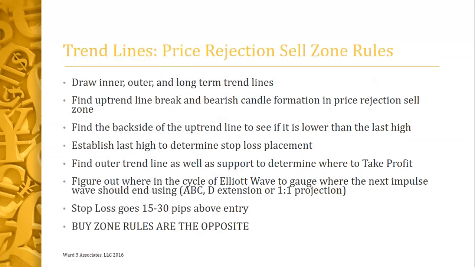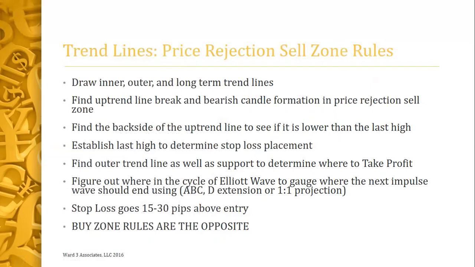All right. Your price rejection sell zone rules. This is for the short, for when you're looking to sell. You're going to draw your inner and outer long-term trend lines if you're able to. You're going to find the uptrend line break and the bearish candle formation in a price rejection sell zone, and that's in between the 618 and the 786. Find the backside of the uptrend line to see if it's lower than the last high. Establish the last high to determine your stop loss placement. Remember, stop loss placements always go above the most recent last high.